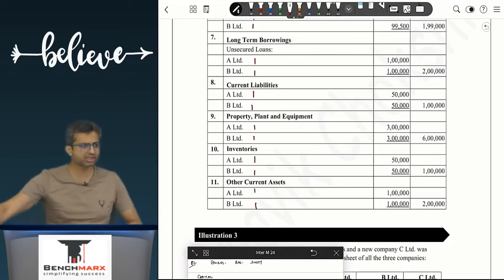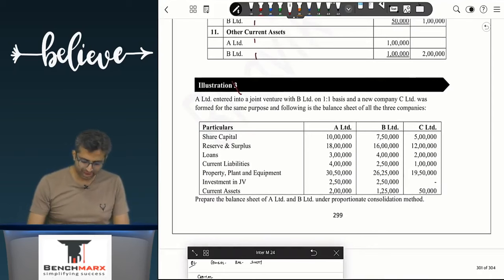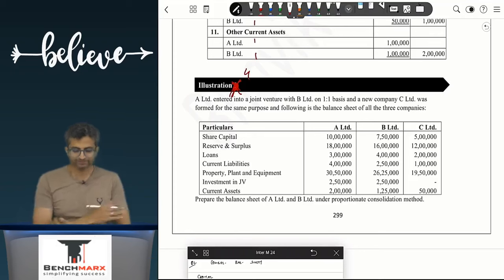Are we clear with this? Next is also printed as illustration 3. It's actually illustration 4. Write down illustration 4. Okay, let us try this.